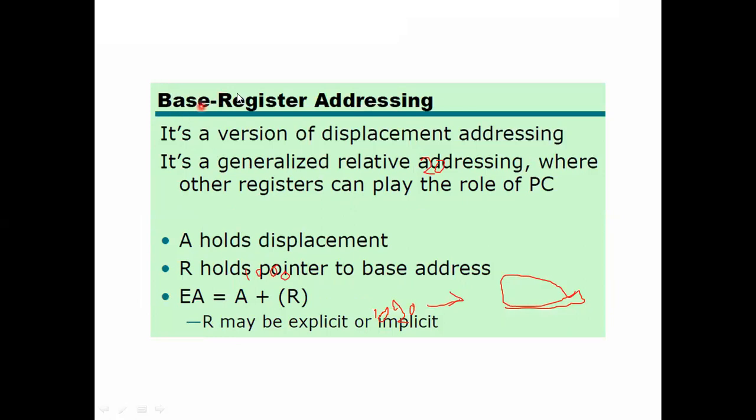The next one is base register addressing mode. Base register addressing mode. See here, it is a generalized relative addressing where other registers can play the role of PC. Okay, so here also this is also like relative. Effective address equal to A plus brackets of R.